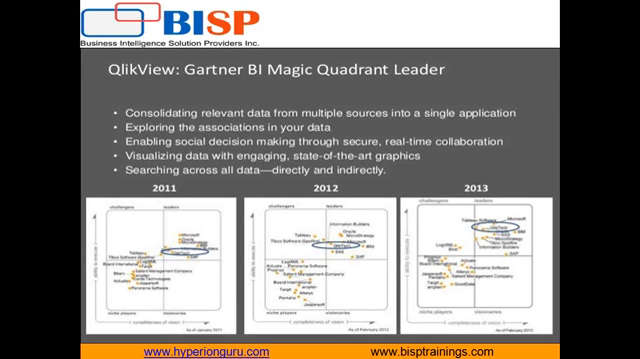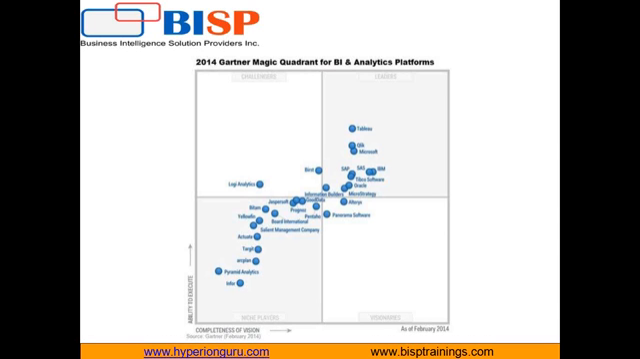And here I present the 2014 Gartner Magic Quadrant for Business Intelligence and Analytics platform, where you can see that Tableau holds the first position, QlikView holds the second position, and Microsoft holds the third position, and so on for the other business intelligence and analytical tools.